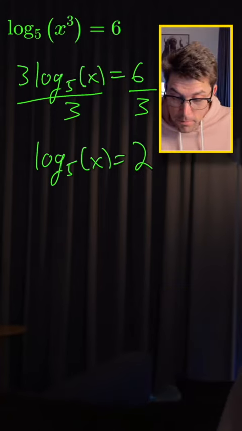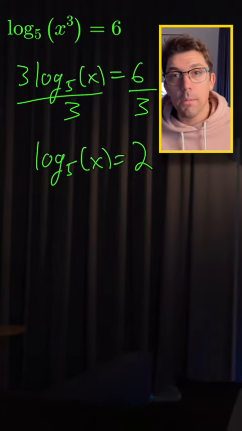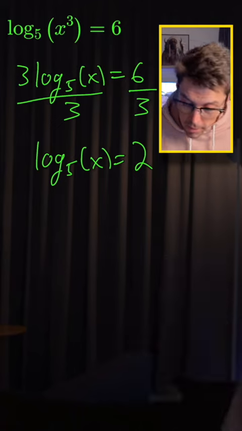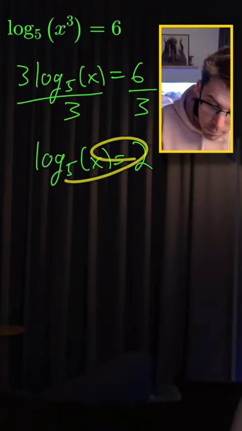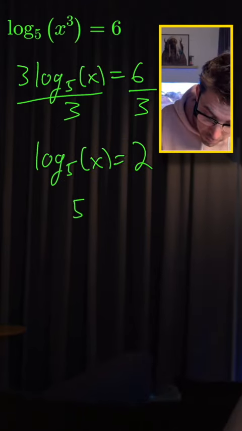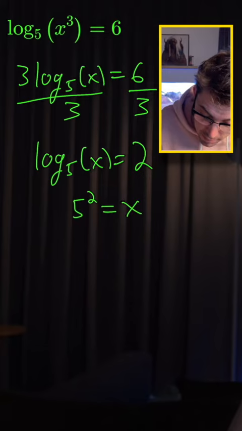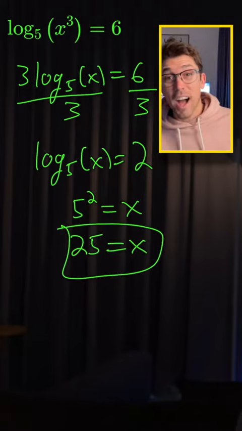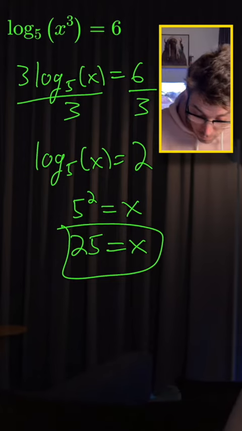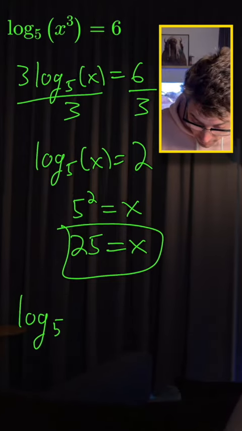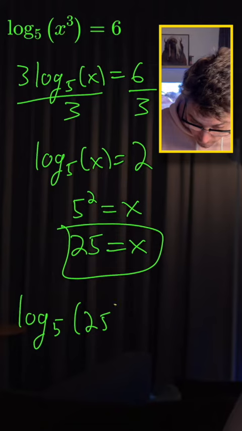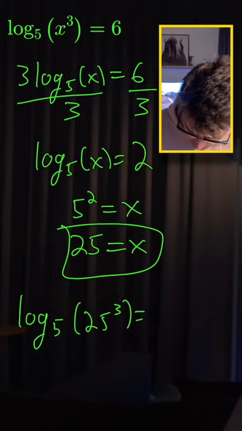And now I have something that looks very similar to what I'm used to, where I can just use my little loop-de-loop thing. And I know that using this loop-de-loop, 5 to the power of 2 equals x. What's 5 to the power of 2? 25. So I know that 25 is equal to x. So what this means is that log base 5 of 25 cubed is equal to 6.